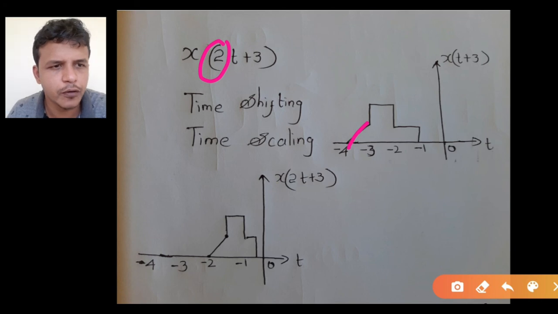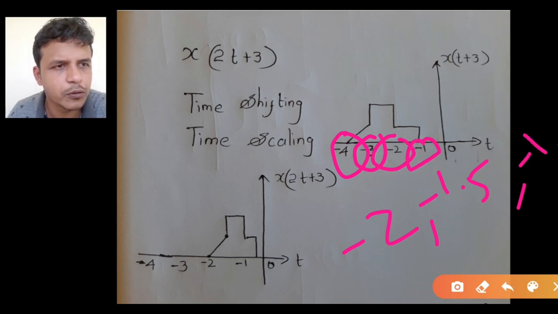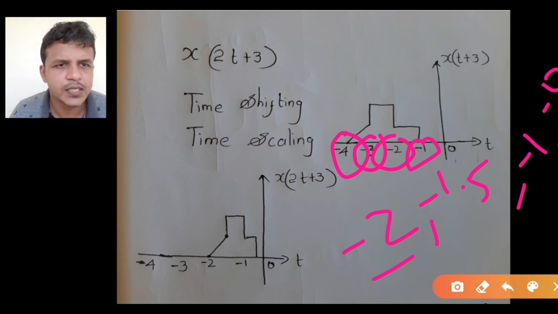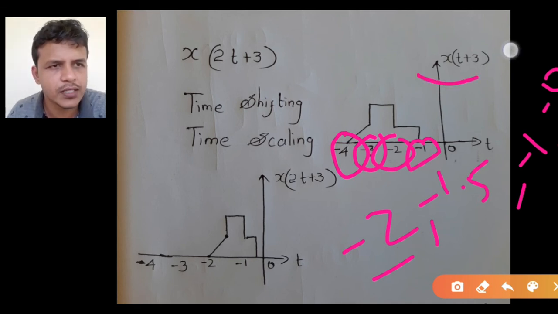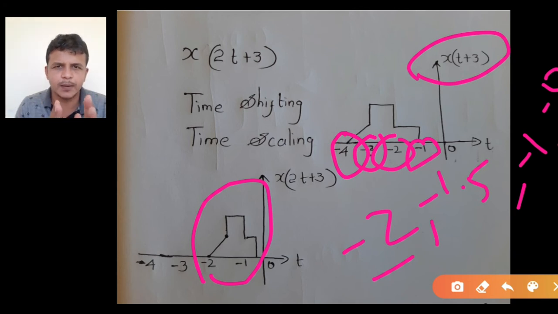Minus 4 divided by 2 is minus 2, minus 3 divided by 2 is minus 1.5, then minus 2 divided by 2 is minus 1, minus 1 divided by 2 is minus 0.5. So the signal should extend from minus 2 to minus 0.5 for x of 2t plus 3 instead of from minus 4 to minus 1 for x of t plus 3. So here it is happening from minus 2 to minus 0.5. So the signal is compressed by 2 times.